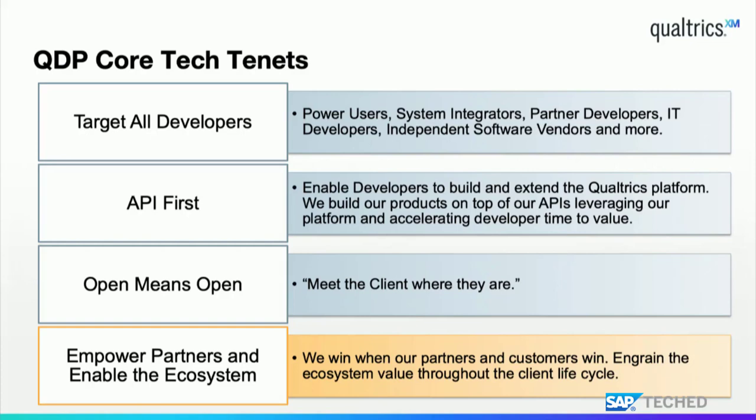This API-first mentality is not only the fabric and the public API surface area that we share with you, our developers, but we also go back and work with each of the internal teams to ensure that they're promoting an API-first mentality through their platforms so that we can surface them to you as well. And finally, because of the open ecosystem, we really think about open means open, where we meet the client where they are. We'll work with them across multiple different SaaS platforms using APIs and whatnot.